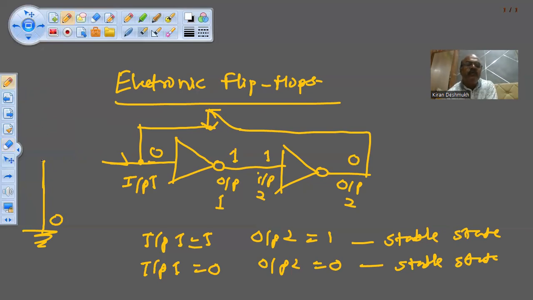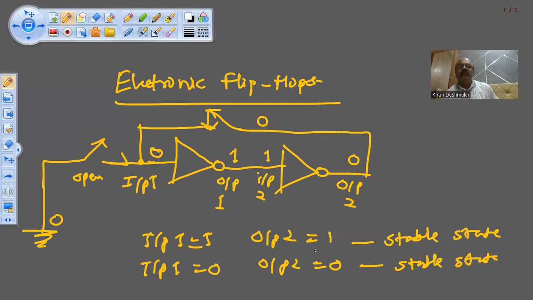This switch, I make it open. So even if I open it, this output 2 is 0 and this is given back to the input 1. So the input 1 remains at 0. Even if I disconnect the input switch, the input is still remaining 0 because the output is getting connected to the input. So output 2 will remain 0 and input 1 also will remain 0. This is another stable state.